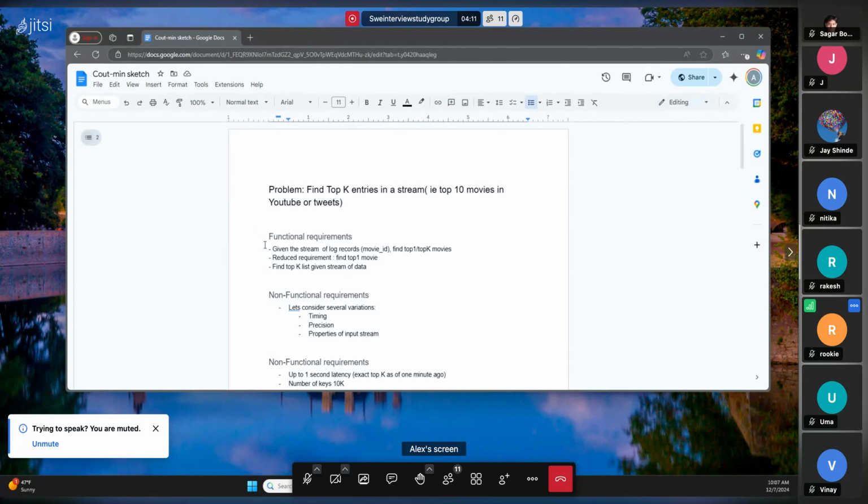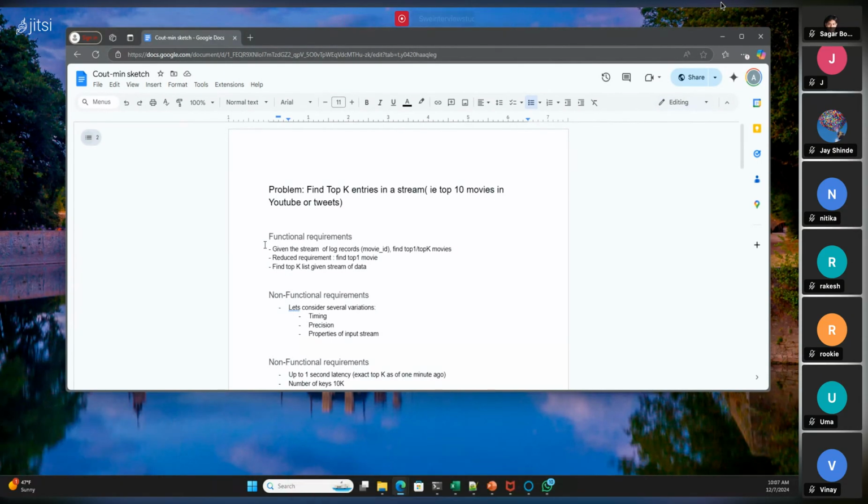Given the stream of data, it's a log, continuously appending data to itself. We need to find top k or top one key, and practically it could be YouTube videos or game players or most frequent network connections or whatnot. And non-functional, we know that k is a lot less than the total number of keys. That's one piece of information given to us.